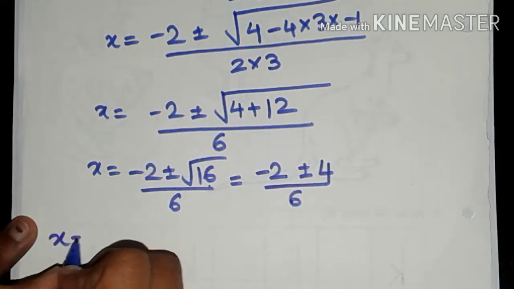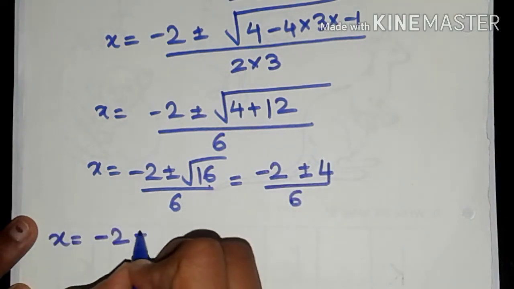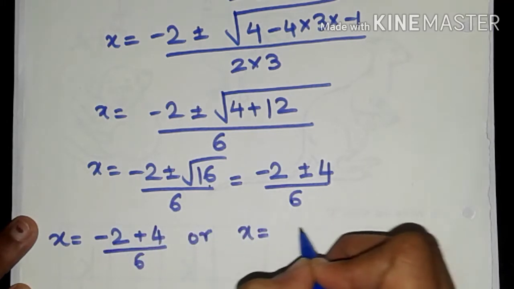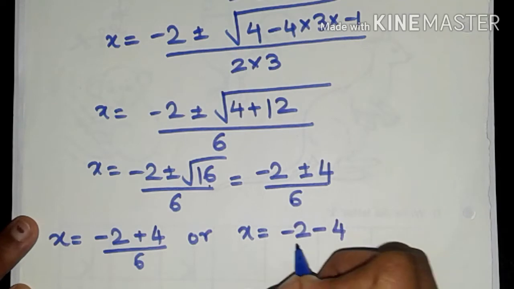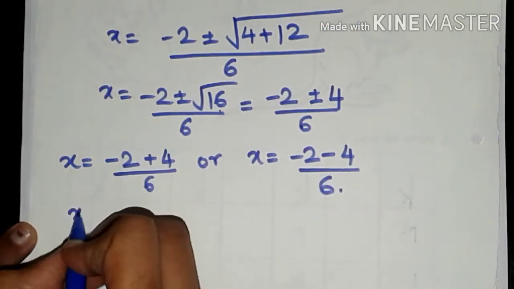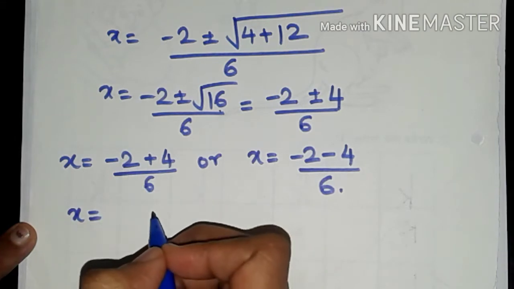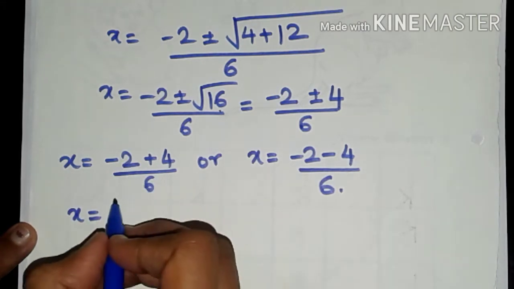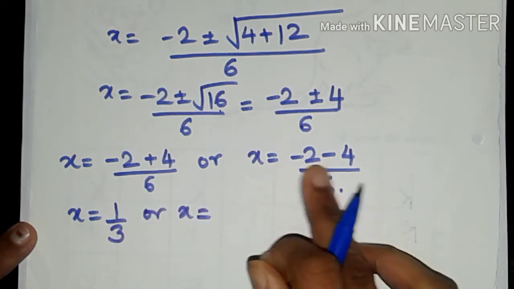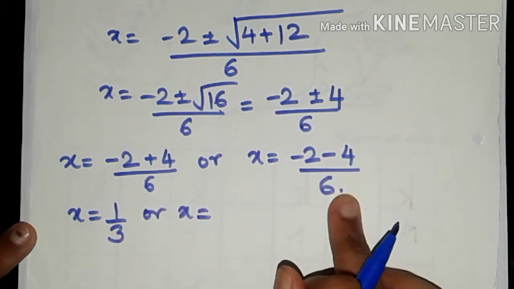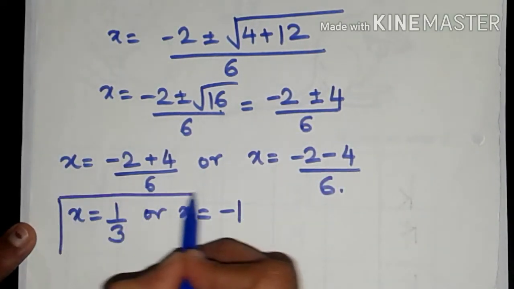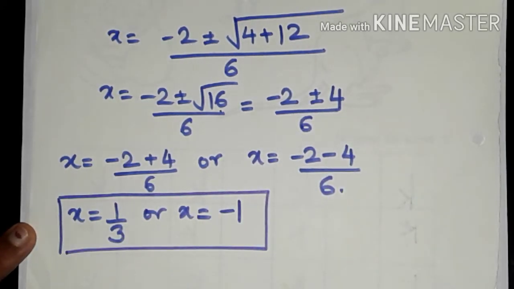So that means x will be minus 2 plus 4 upon 6, or x is equal to minus 2 minus 4 upon 6. So there will be two values. So x will be 4 minus 2 is 2, 2 divided by 6 is 1 by 3, or x is minus 6, minus 6 divided by 6 is minus 1. So these are the two values of x.